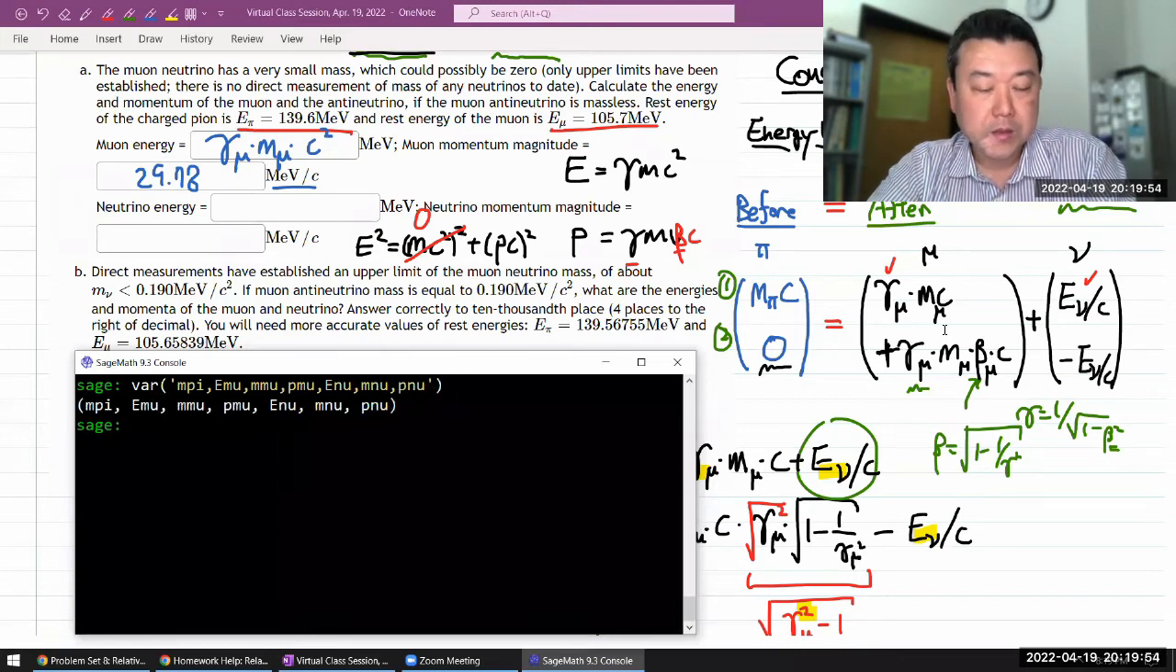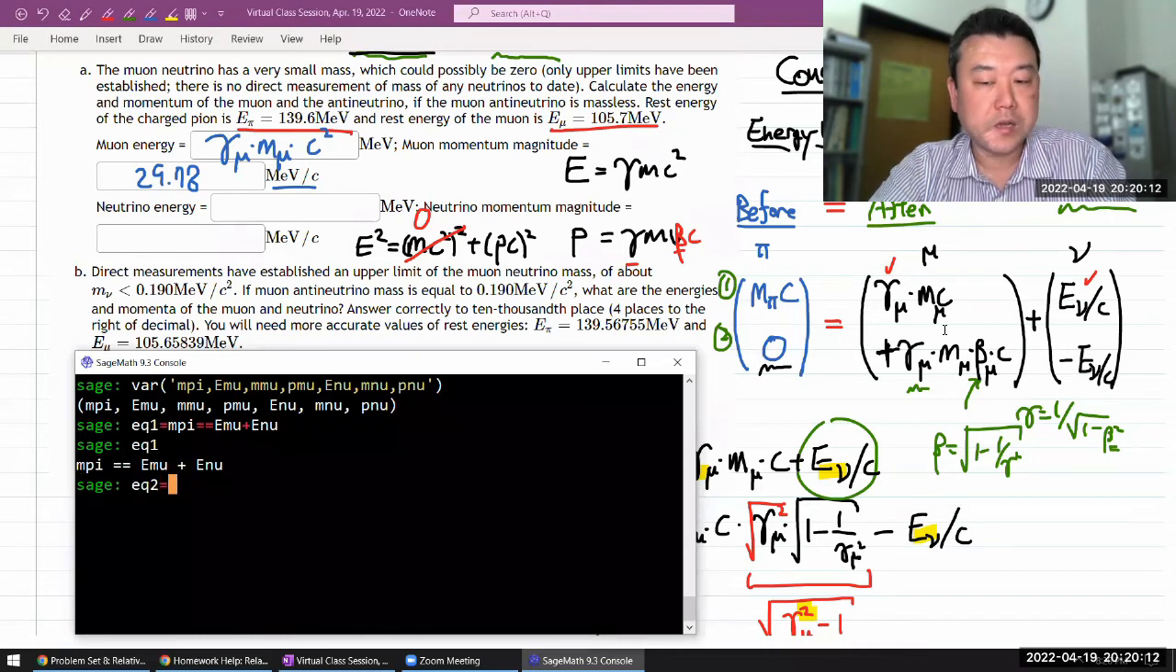That's all. So let me start writing down equations. Equation one, that would be conservation of energy. Mass of the pion times c squared is equal to the energy of the muon plus the energy of the neutrino. That's one.